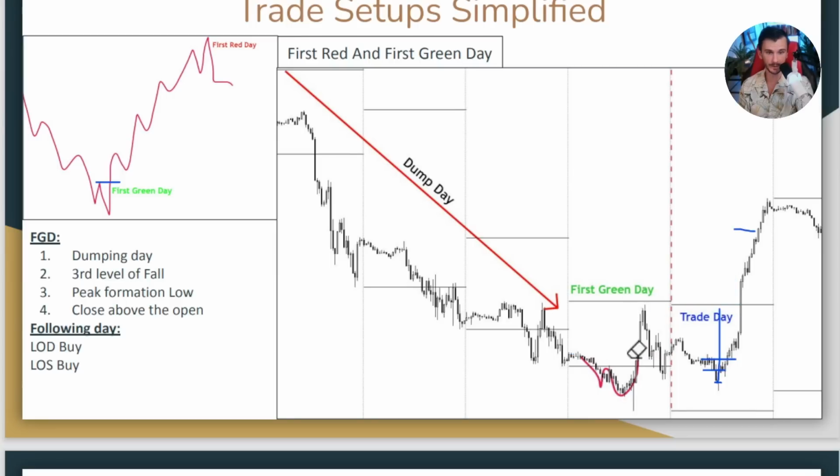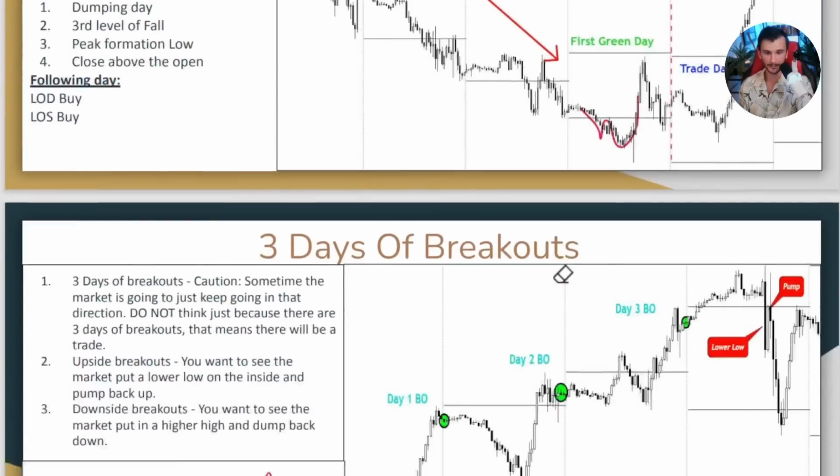All right, now, of course, there's going to be lots of different ways that price presents this. It's not always going to look exactly the same every single time as far as the appearance goes, but at least the characteristics: multiple days of dump, 1, 2, 3, 4 days down, a day that put in a peak formation at the low of the current week and closed above the open. That's good.